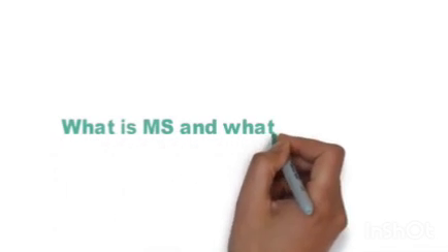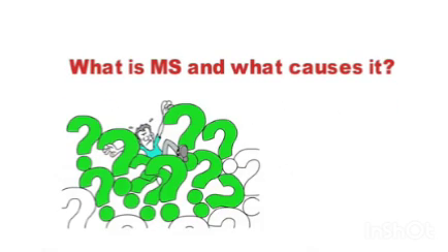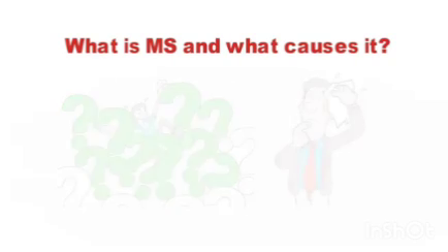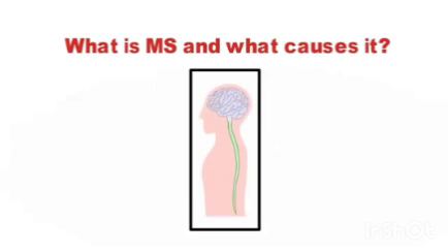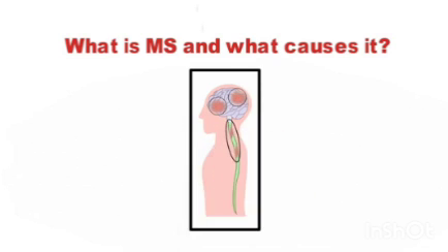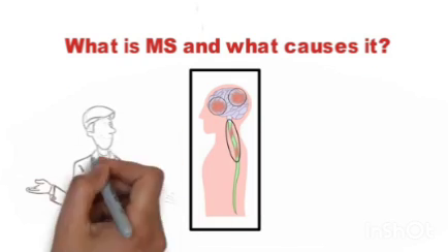What is MS and what causes it? So, what exactly is multiple sclerosis, and who is most likely to get it? Let's take a closer look. MS occurs because of inflammation in parts of your brain and/or spinal cord. This causes damage to the area and results in the symptoms experienced. We will talk about the symptoms later in the video.